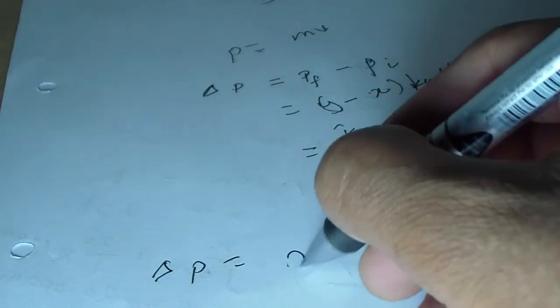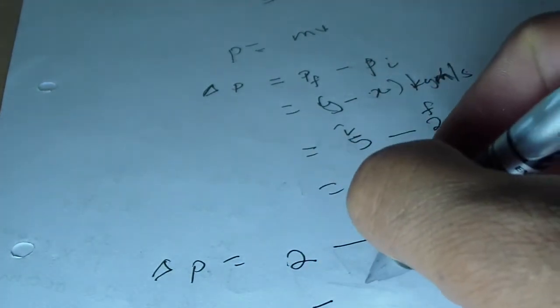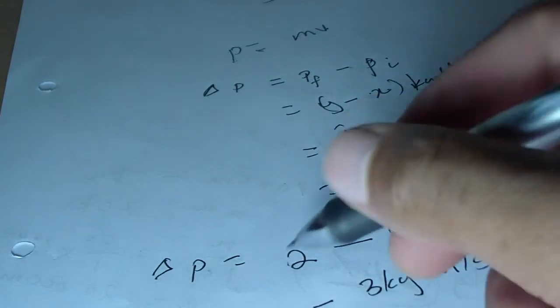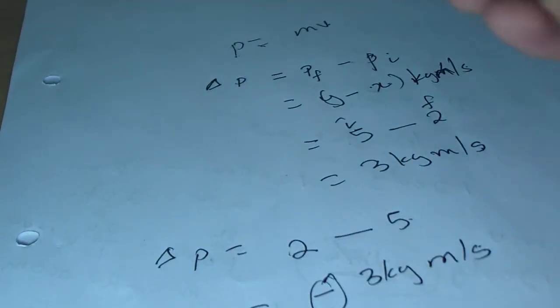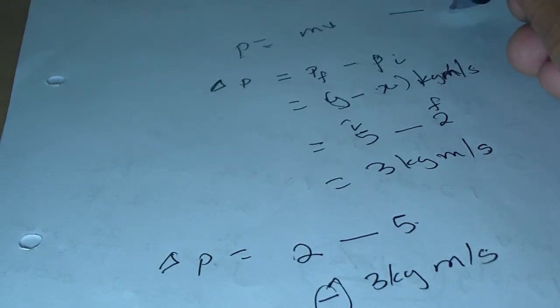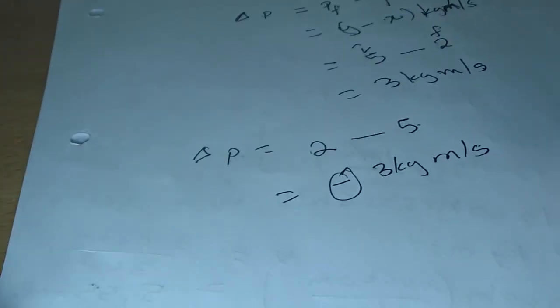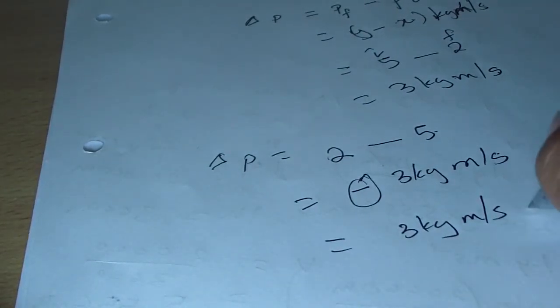So to do the right thing simply means you have to say change in momentum, in this case, is equal to final, which is 2, minus initial, which is 5. Then we're going to end up having minus 3 kg meters per second. This minus simply means that we are now moving in the opposite direction. So if I assume this was going to the right, this simply means now we are going to the left. So I can rewrite this answer as simply 3 kg meters per second left.